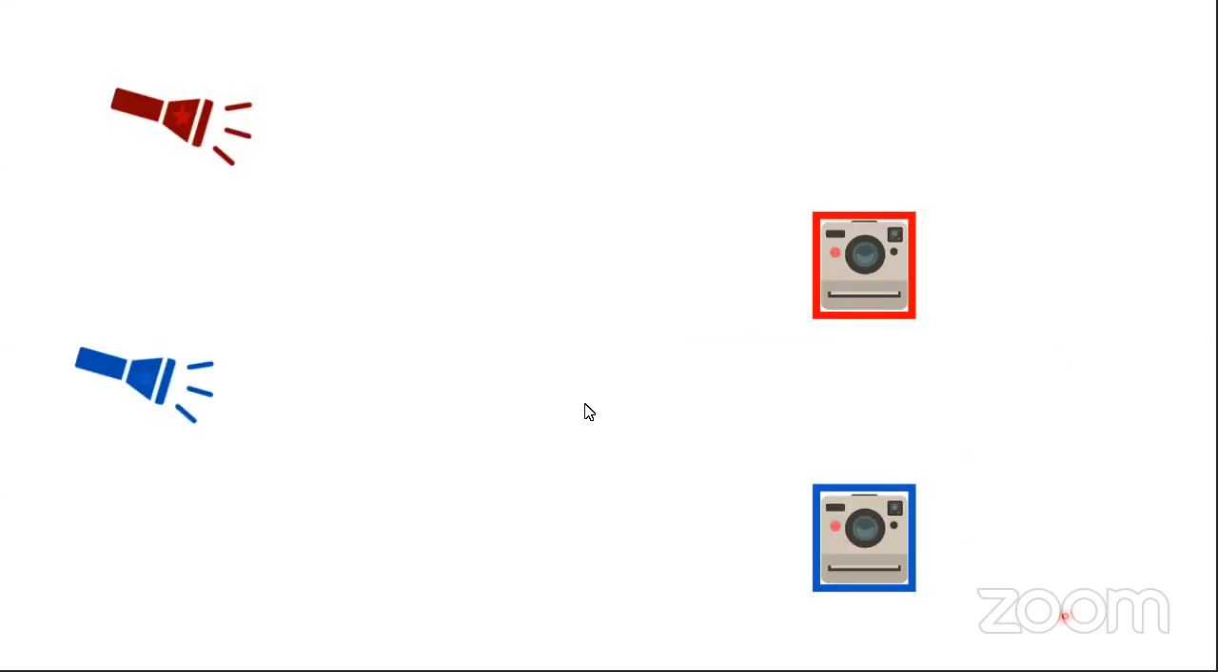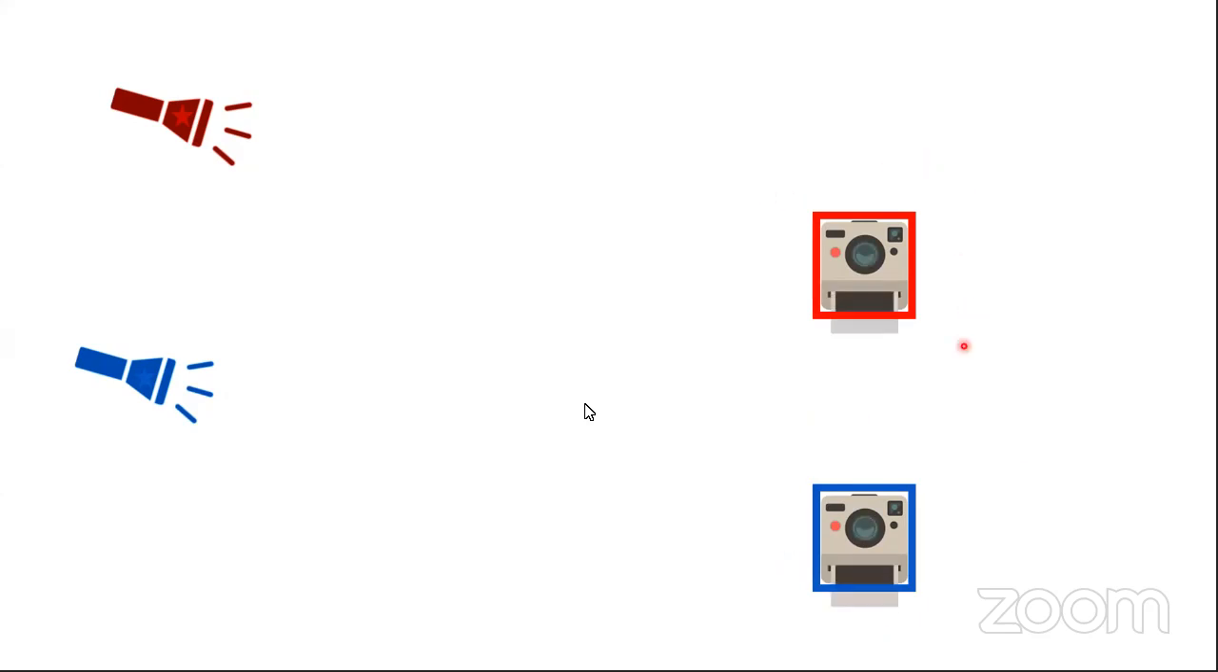All right, so what I have here on my left is a red torch. The red torch emits red light, and there's also a blue torch, and the blue torch emits blue light. On the right, I have a red camera and a blue camera.